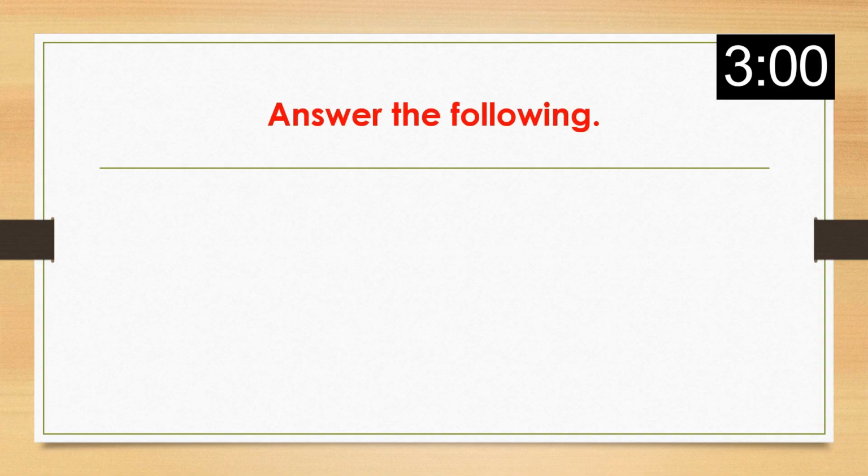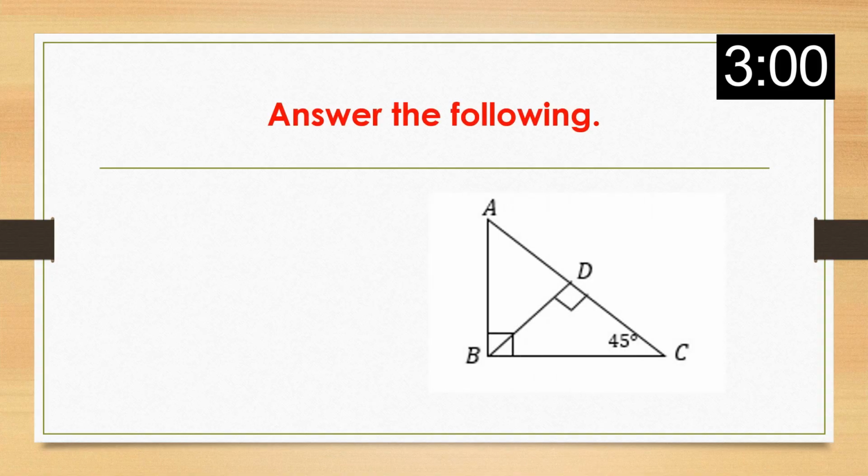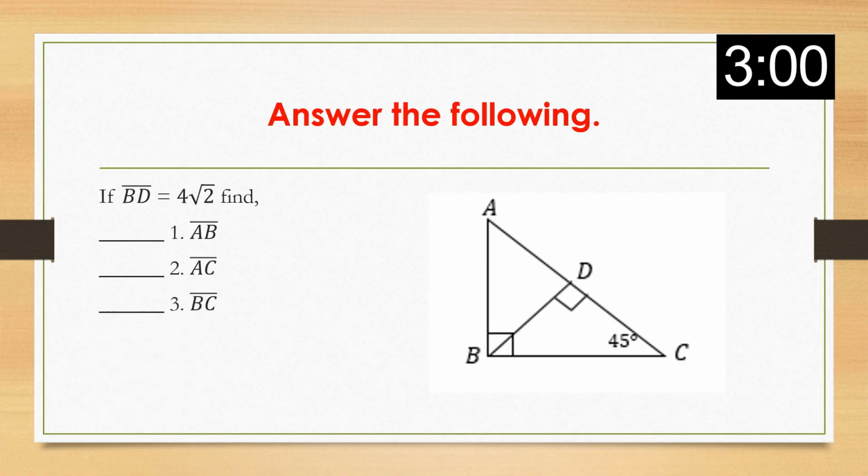Let's have another one. Given here is a 45, 45, 90 triangle. If line segment BD is 4 square root of 2, we need to find the length of line segment AB, line segment AC, line segment BC, line segment AD, and line segment DC. You only have again 3 minutes to write your answers on your notebook or scratch papers. So let's now begin.